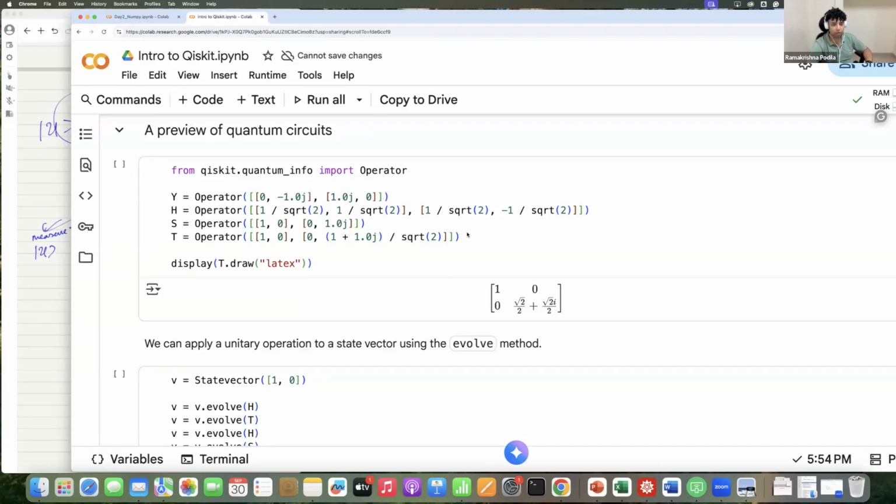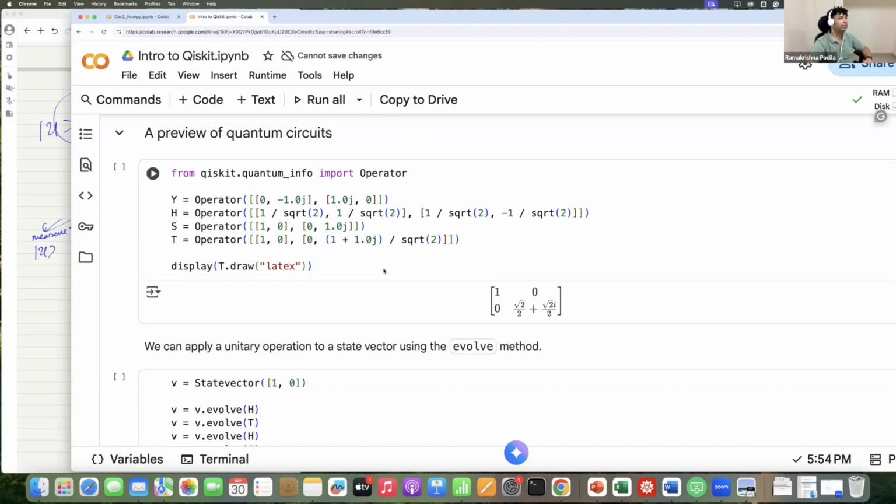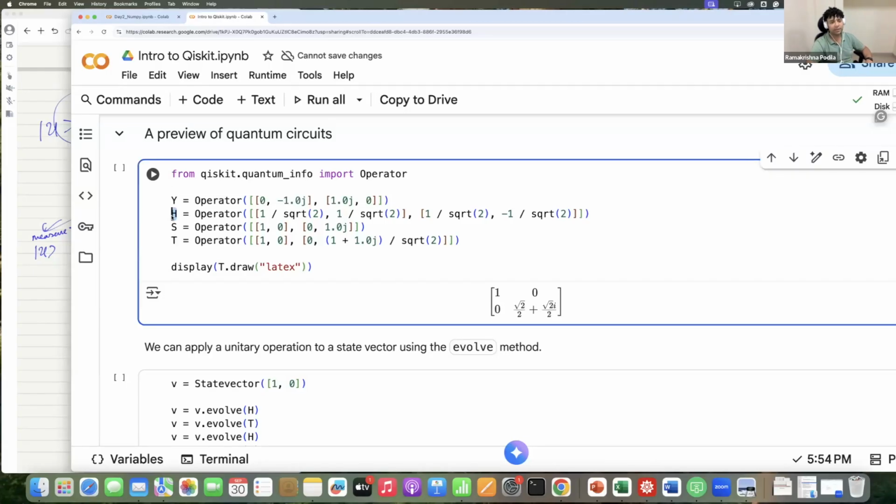Yes, these are single shot measurements. That's right, Saptagiri. You're doing multiple shots, and each of these is doing a single shot measurement. So here we are defining Y, H, S, T. This is the Hadamard gate, and this S is another operator. This T is another operator. So these are the T operator, right?